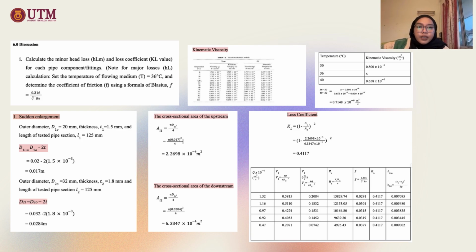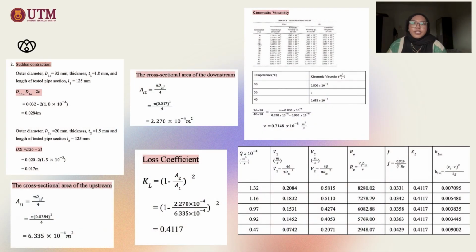Data using a formula. For the kinematic viscosity, we're using the interpolation method because we've been given a constant temperature, which is 36 degrees Celsius. And then we're filling up the table. Q is as explained above, that we calculated from the results that we obtained. And then we're using the area for calculating the loss coefficient, which we got 0.4117. After filling up the table with the formula stated, we calculate the average minor head loss, HLM, the loss coefficient KL, and the average coefficient of friction, F.